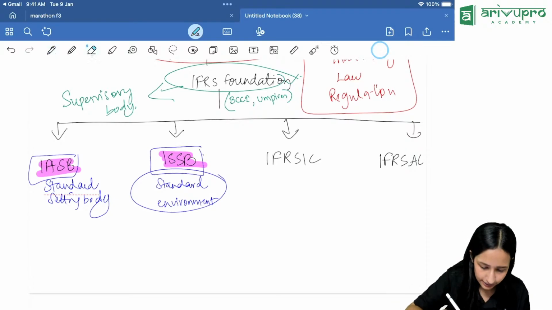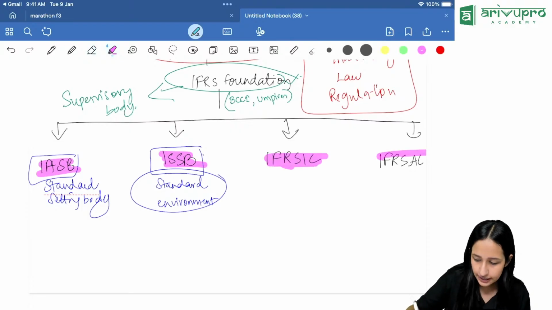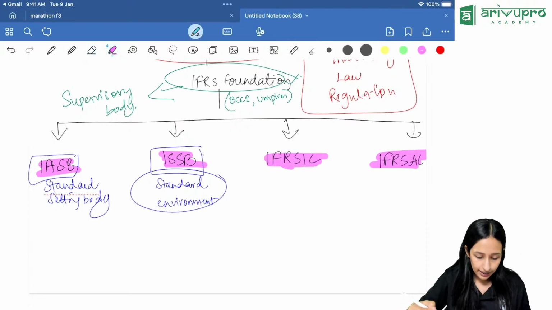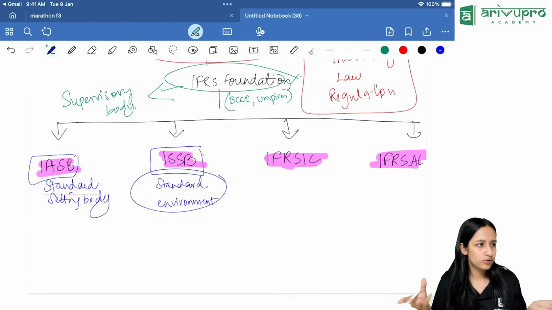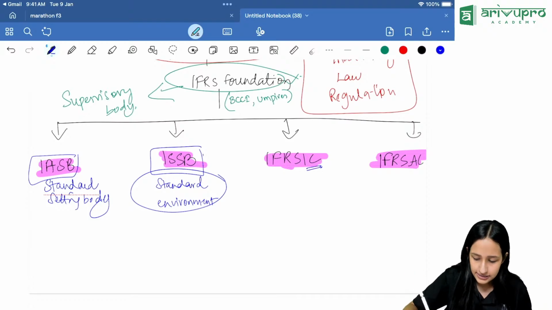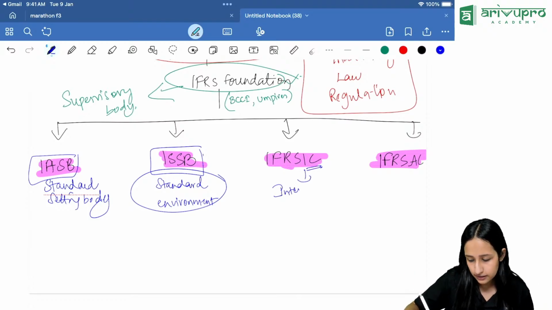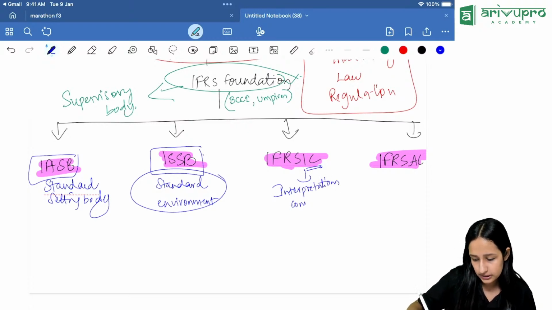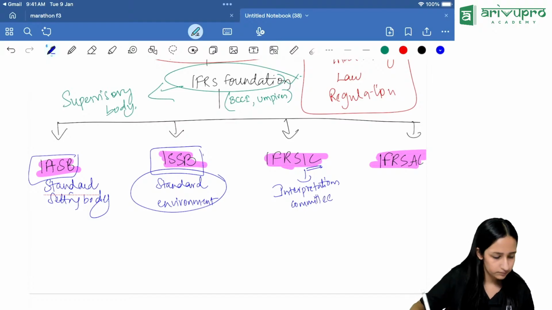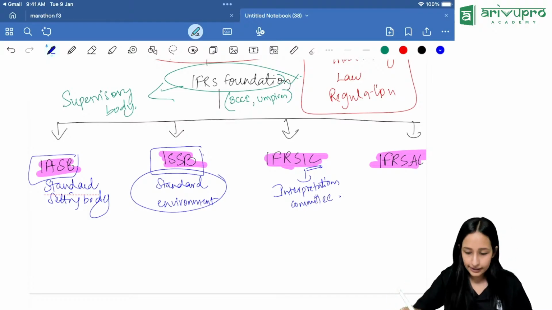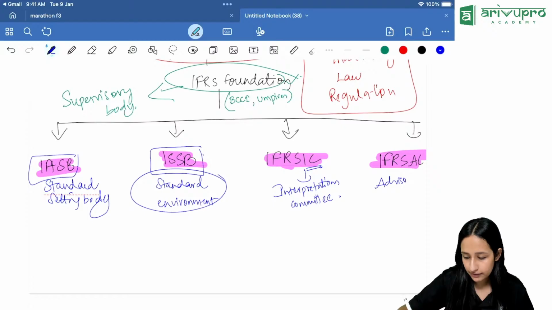Next is IFRS IC and IFRS AC. IFRS is International Financial Reporting Standards. IC is the Interpretations Committee, and AC is the Advisory Council.